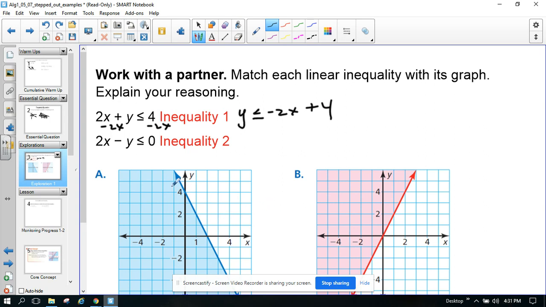So I look at these equations. I know that my y-intercept is 4, so here's my 4 on this A1, and it has a slope of negative 2, down 2 over 1, down 2 over 1. So this one is A, right? But all this stuff that's blue, that's the crazy part, right?